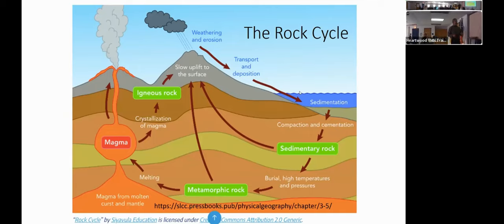Let's stay here for a bit, and then we'll go back to the structure thing when the structure slides come back up. They rear their ugly heads. So this is the rock cycle. This is just a close-in view of how the rocks are renewed on the surface of the Earth.